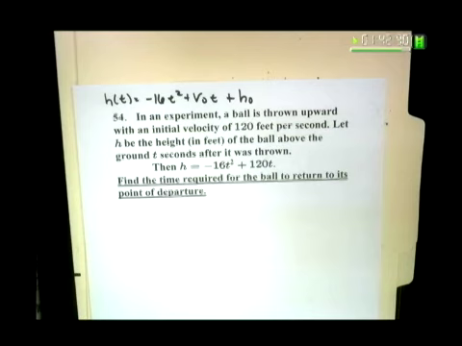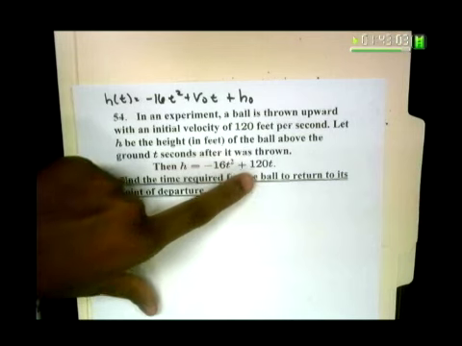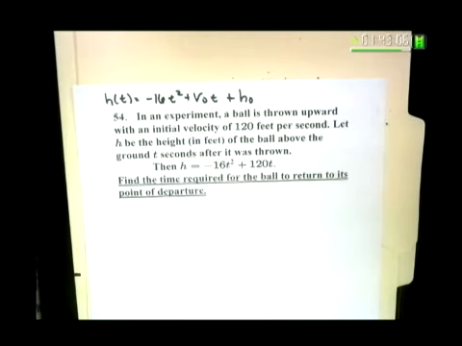Right. So it models if you throw something up in the air and then it falls back to the ground. The x value is the time, right? And in this case, we're calling it h of t. I think in the homework they might call it s of t, but it's the height, okay? So in this case, it says in an experiment, a ball is thrown upward with an initial velocity of 120 feet. So we see that here, right?